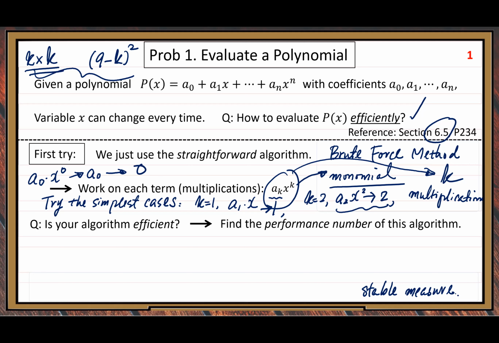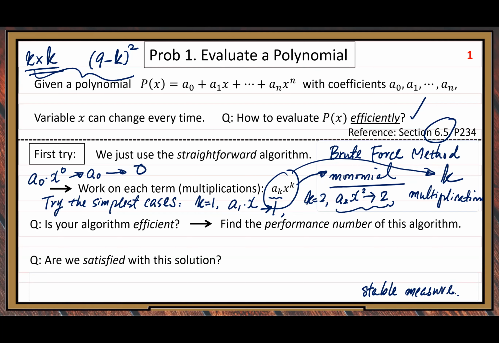Here we want to find a stable one. No matter if you run on a supercomputer or an ordinary, old computer, you get the same measure number, the same performance measure number. No difference. That kind of stable measure, we need that. Think about that. That is our requirement.